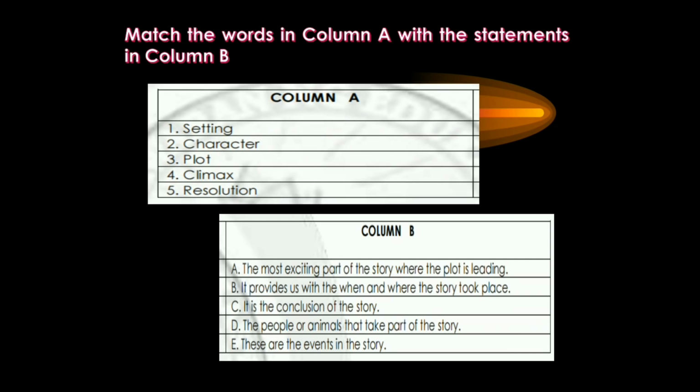Okay, so that is letter B. Setting provides us with the when and the where the story took place. What about the character? Character, it's letter D. So the people or animals that take part in the story. About number 3, plot. These are the events in the story, so it's letter E.